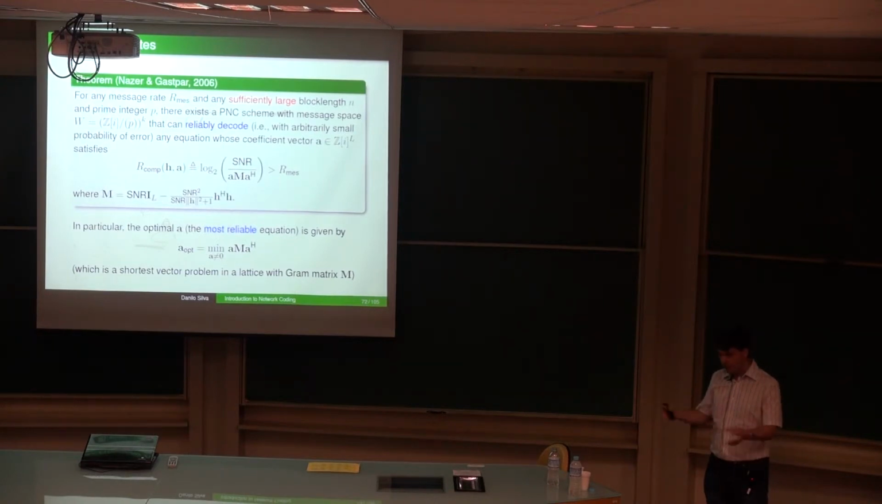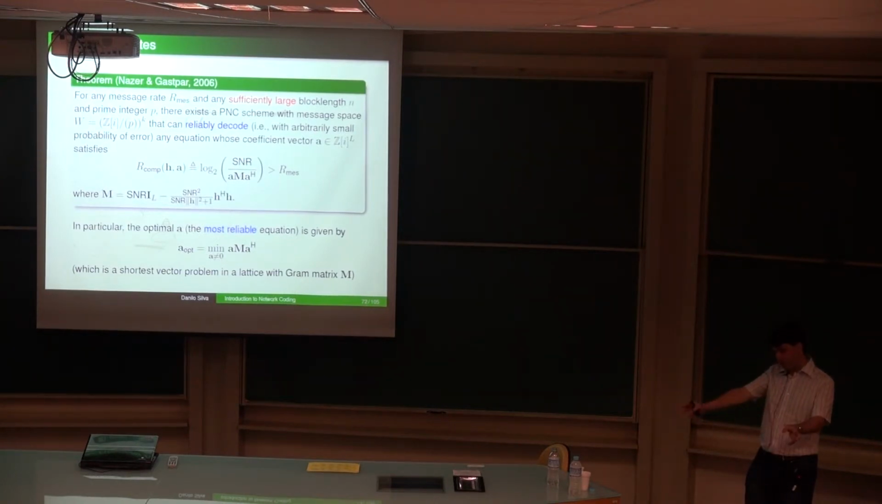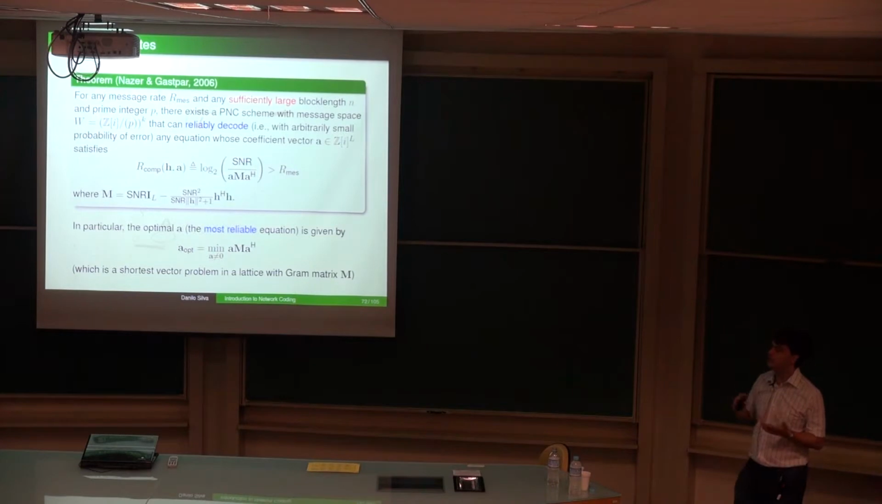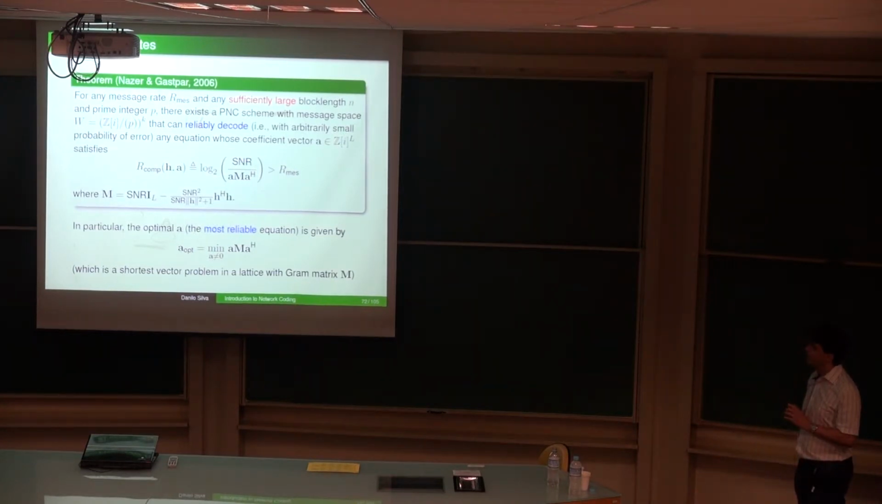So if, from your received vector, you try to extract some linear combination with coefficients A, this is the number of bits that you can extract about that linear combination from the received vector. Of course, if you can extract more bits than your message rate, then you should be able to reliably decode this, just like your rate being smaller than the capacity. That's the intuition behind it. But of course, this depends on the channel gain.